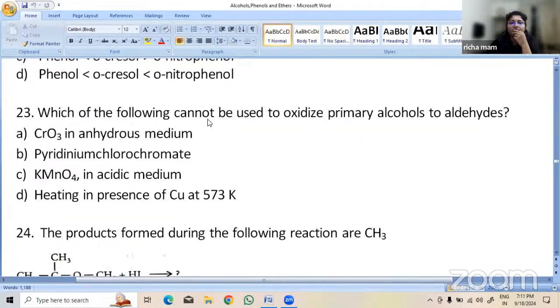Which of the following cannot be used to oxidize primary alcohols to aldehydes? So for conversion of primary alcohols to aldehydes, which is the oxidizing agent which cannot be used? First one is CrO3 (chromic acid) in anhydrous medium, B is pyridinium chlorochromate, that is PCC, C is KMnO4 in acidic medium, and D is heating in presence of copper at 573 Kelvin. Preeti has answered it as C. Others?